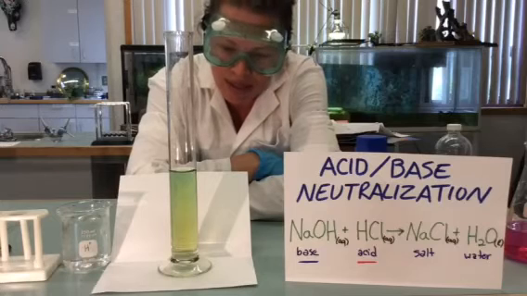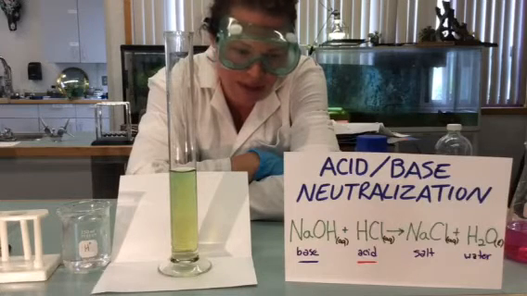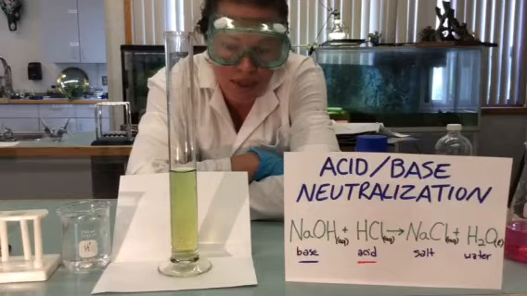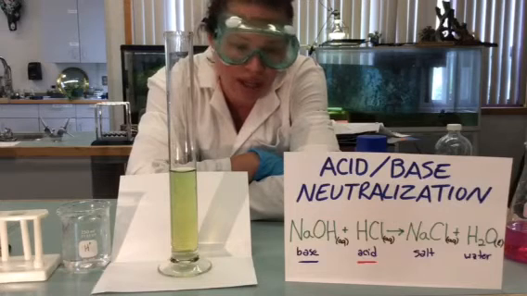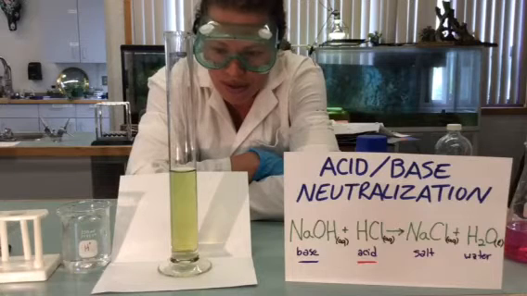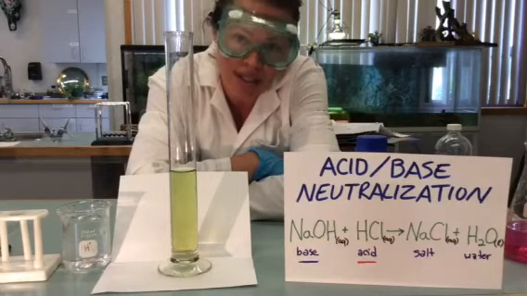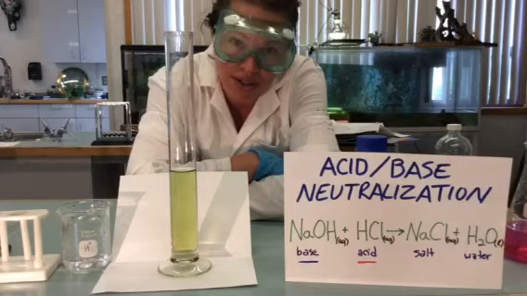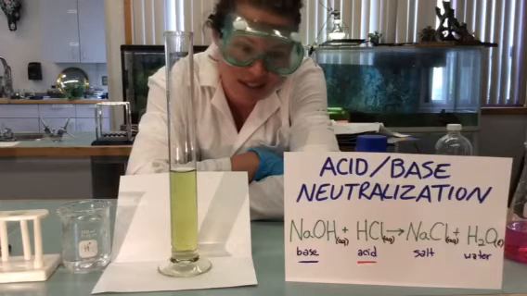The acid and the base have given up their ions of H plus and OH. Those have bonded together to make water, and the Na and Cl are just floating around in there doing nothing because they're just a salt. A salt is an ionic compound that is not an acid or a base. So it's kind of self-defining.